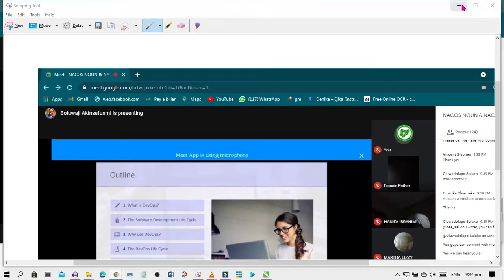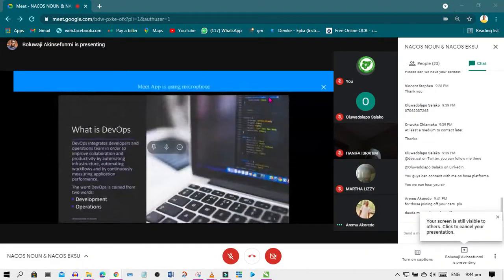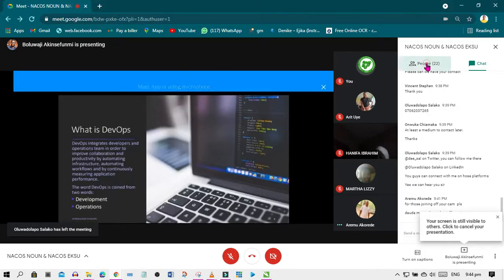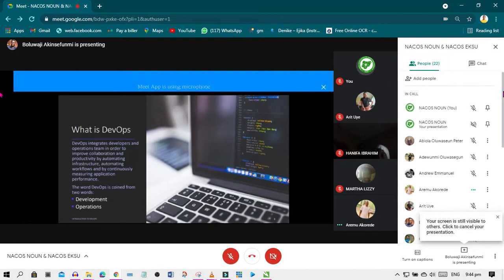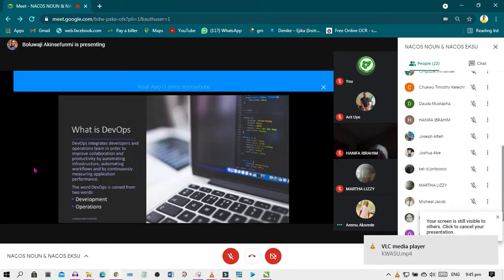So what is DevOps? DevOps integrates developers and operations teams in order to improve collaboration and productivity by automating infrastructure, automating workflows, and by continuously measuring application performance. So all those big words are trying to explain to you that DevOps on its own is a way by which we automate development and operations processes.